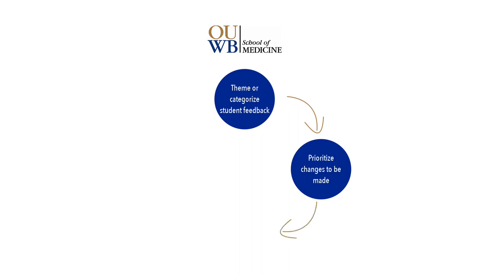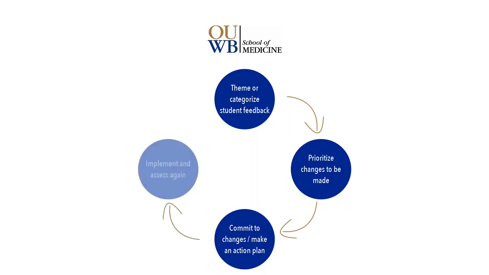Once you have identified the changes you will make, commit to making those changes. Come up with an action plan to implement your changes and update your evaluation form to give students an opportunity to provide feedback about how such changes impacted their learning experience. In this way, you have completed the feedback loop and can continue assessing, theming, brainstorming, and implementing changes to your course.